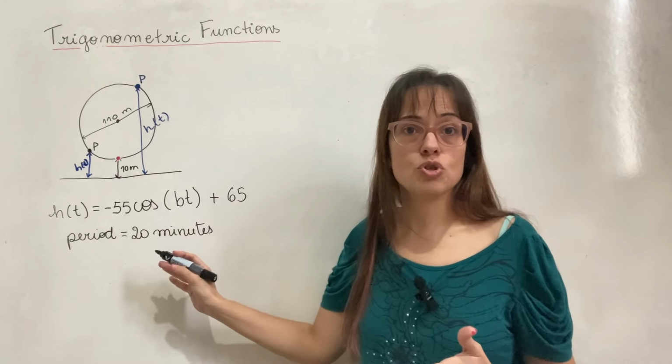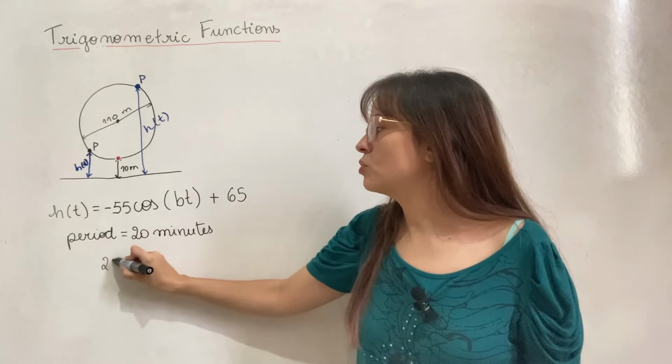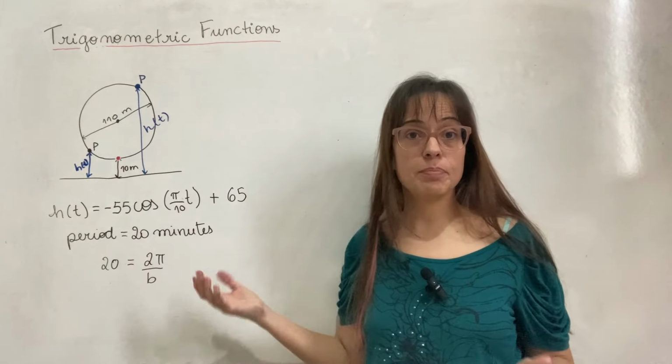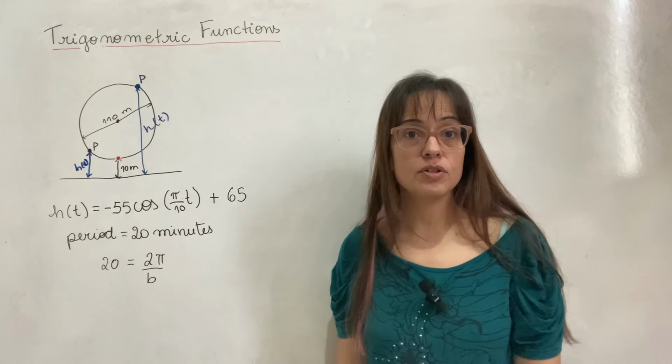So the period is 20 minutes. And we already know that the period needs to be equal to 2 pi over b, which means that b is pi over 10, and that's it. That's the end of the question.